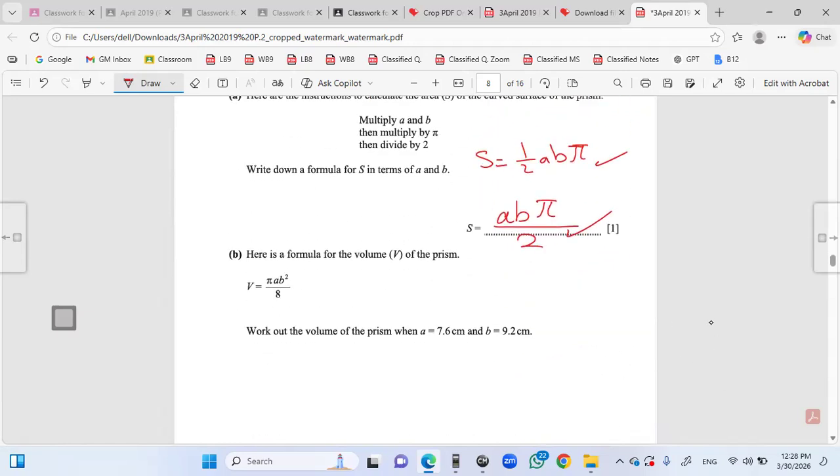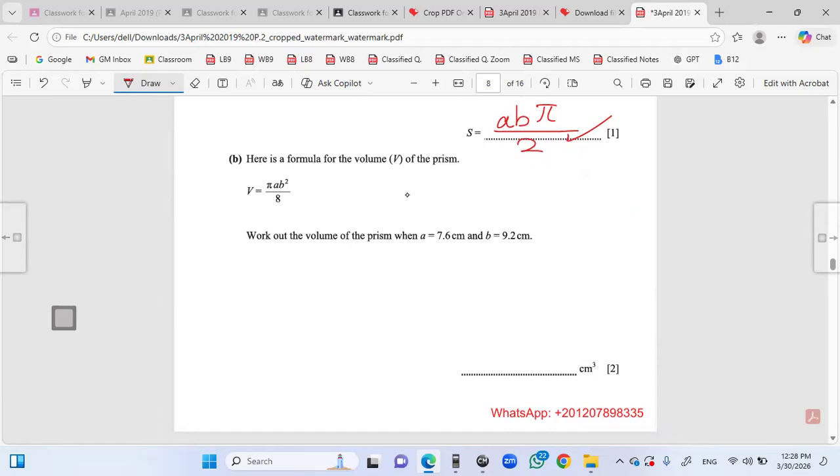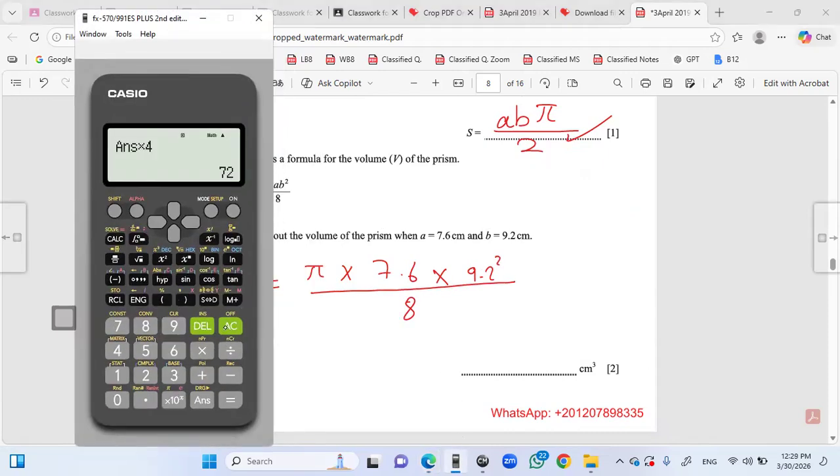Any of them. Here is the formula for the volume of the prism. Work out the volume of the prism when A is 7.6 and B is 9.2. So volume equals pi, you multiply by A, which is 7.6, you multiply by B, which is 9.2, but B is squared, over 8. You get your calculator and you write this. I must start with the fraction bar and I write at the top pi multiplied by 7.6 multiplied by 9.2, but the 9.2 is squared, over 8, equals 252.6.